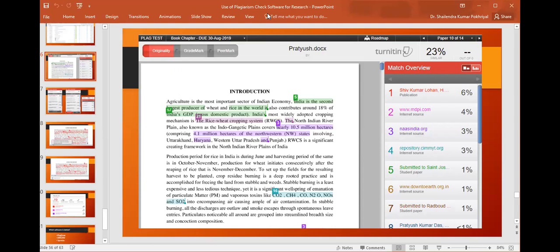And in the text, the highlighted portions are all taken from other sources. So those things need to be verified or corrected. So if you are using Turnitin, then you are able to do that.